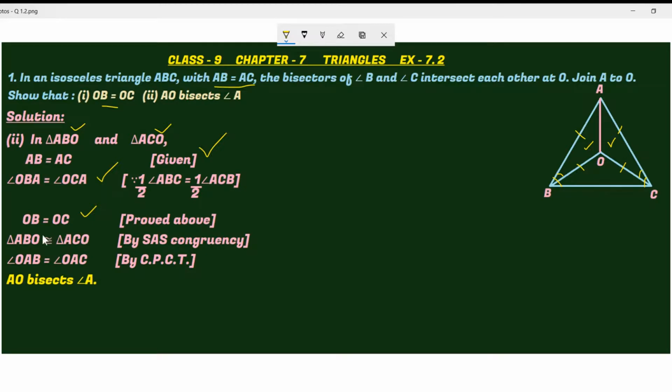If these two are congruent, then we can say these two angles are corresponding parts of congruent triangles. We know corresponding parts of congruent triangles would be equal to each other. So I can say this angle OAB is equivalent to OAC by CPCT. If these two are equal to each other, that means what? This OA is bisecting the angle A. So I have proved AO bisects angle A. That's it. Let's move on to the next question.